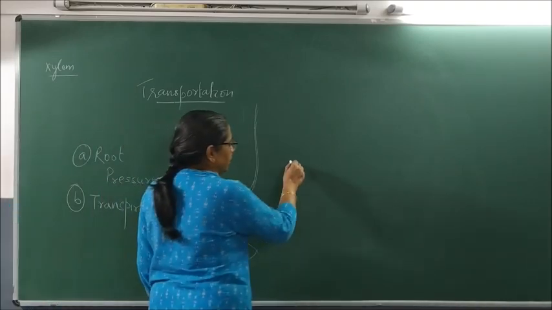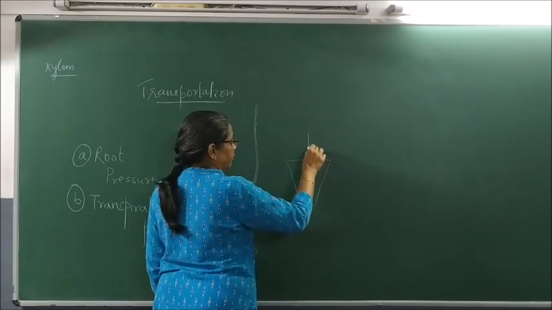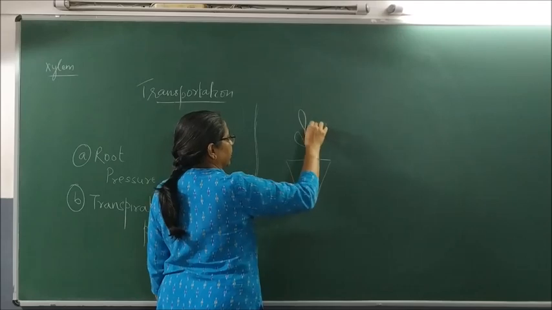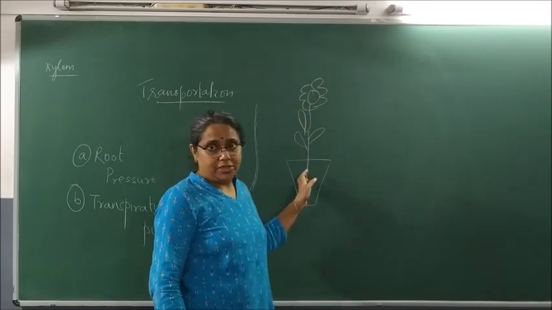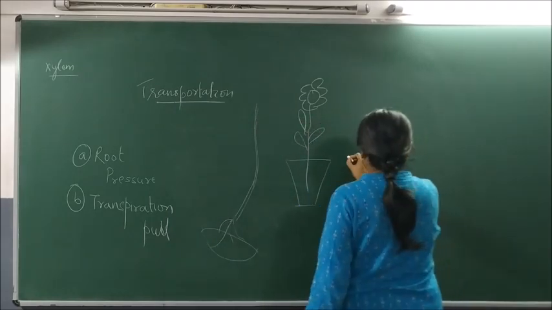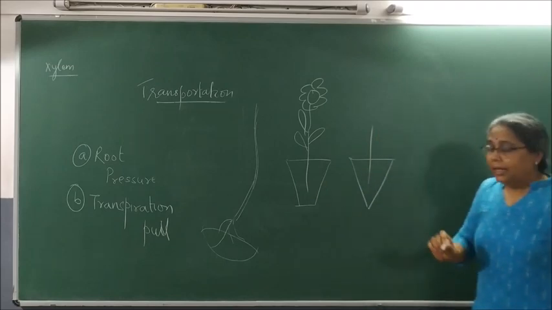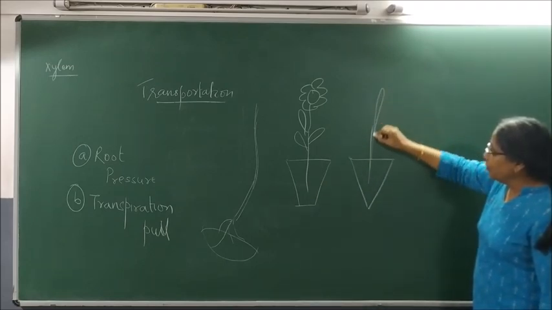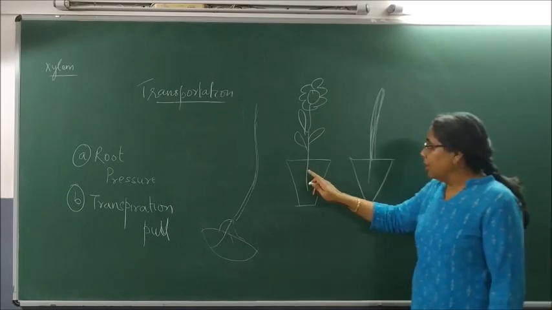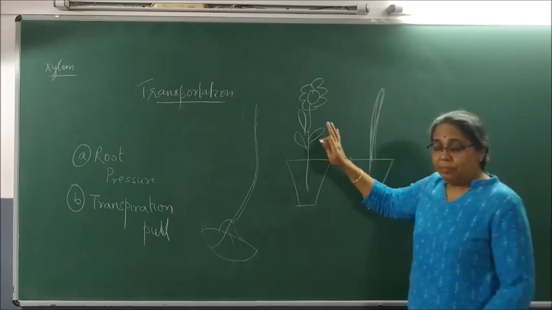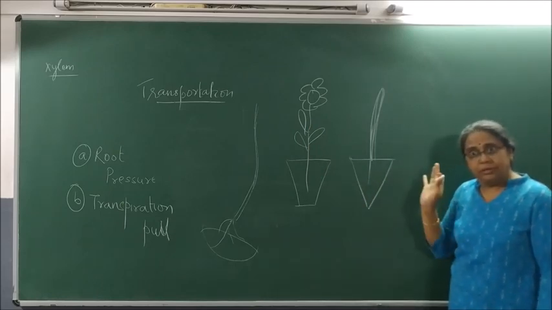What we have to do is take two potted plants. I am drawing a very foolish diagram so that you can understand. I have taken a pot, and here I will put one stick. I have taken a pot with a plant, and I have taken a pot with a stick.